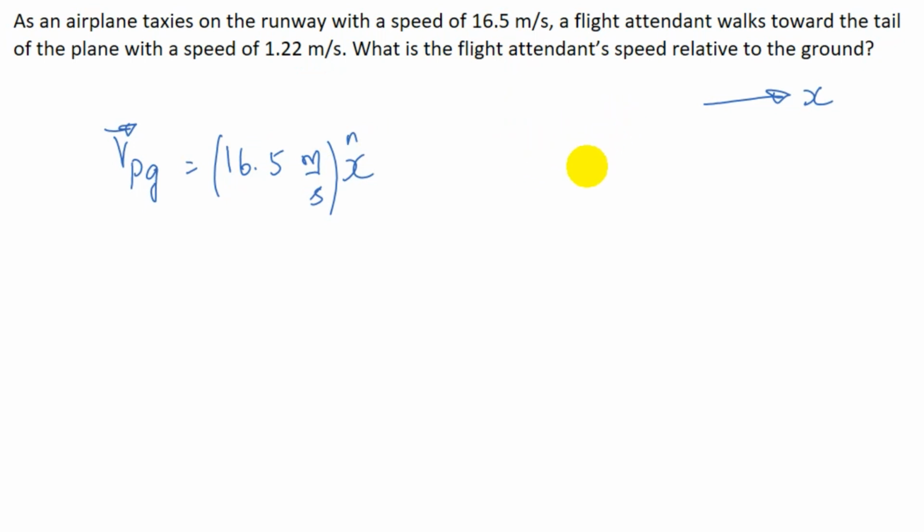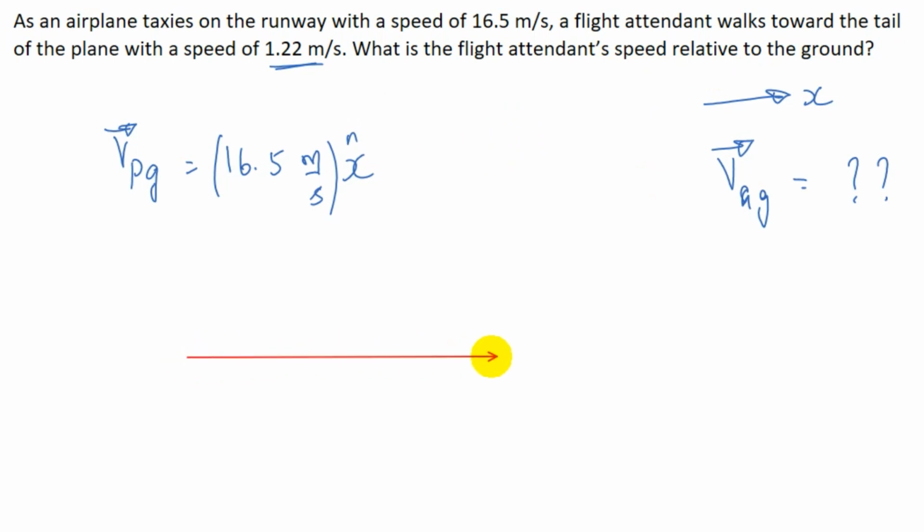Okay, now next it says that the flight attendant walks towards the plane with a speed of 1.22 meter per second, and we need to find the flight attendant's speed relative to the ground. So the flight attendant's velocity relative to ground is what we need to calculate, and the magnitude of this velocity will tell you the speed. Now let me draw the vectors first.